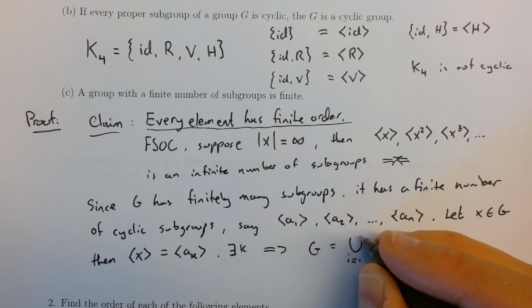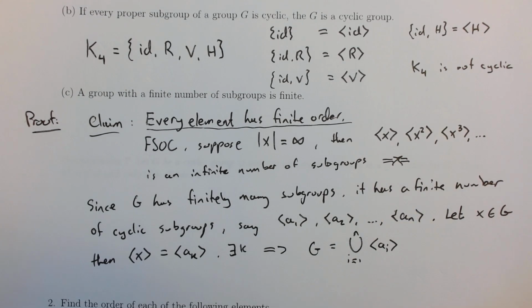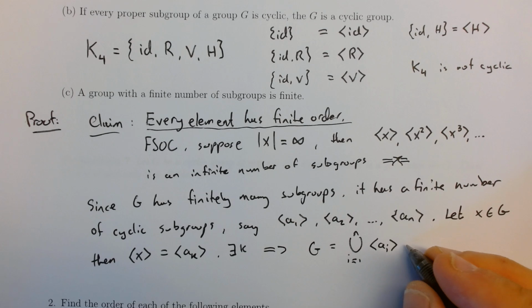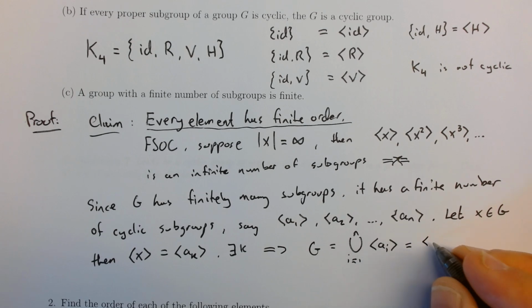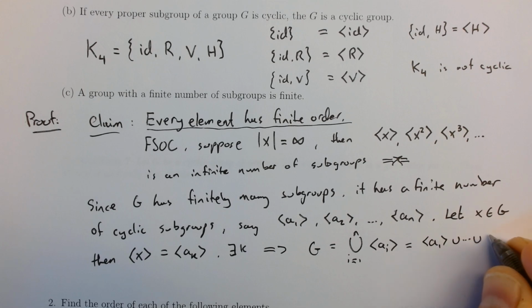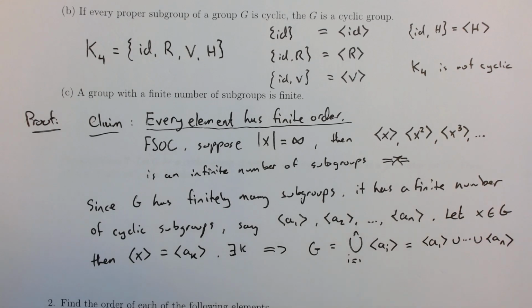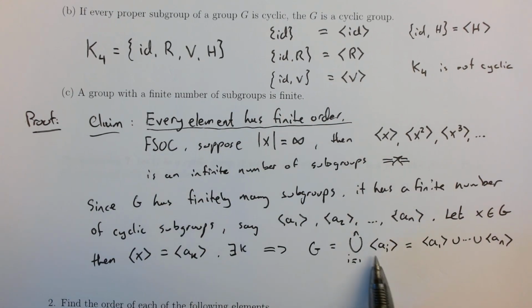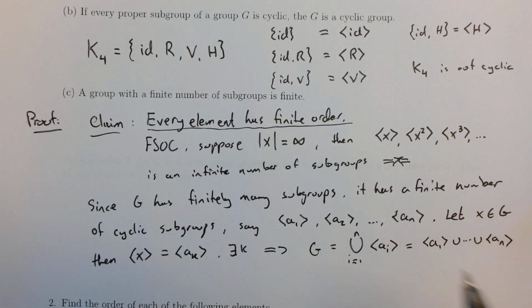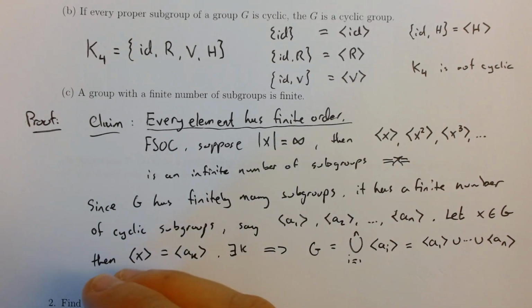I from 1 to n. If you haven't seen this notation before, it's just our shorthand, like the big sum notation, for the union of a bunch of sets. But by our claim, every element has finite order, which means all of these cyclic subgroups have finite order as well. So I'm taking the union of a finite number of finite sets, so it must be finite.